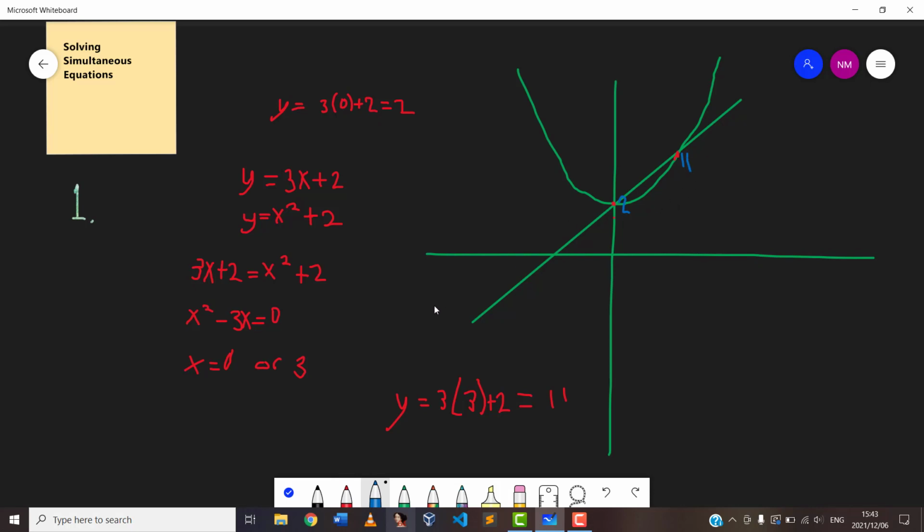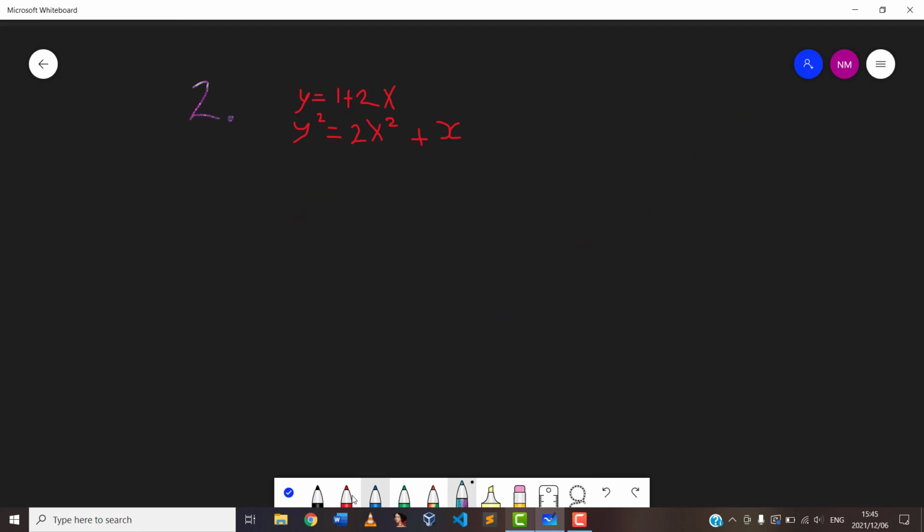So you can equate two equations together to see where they intersect and find the coordinates. Let's do one more example. So we have here y equals 1 plus 2x and y squared equals 2x squared plus x. And we can't exactly equate them right now because over here we have y, while over here there's y squared. So you can't say 1 plus 2x equals 2x squared plus x, because it doesn't.